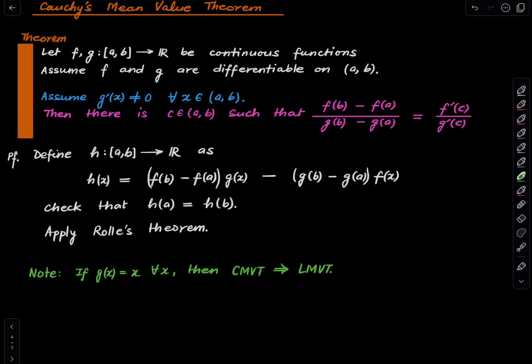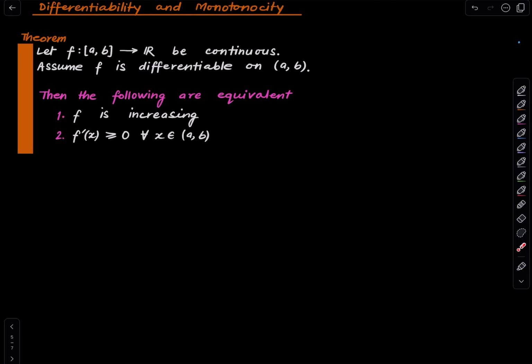Now for some consequences of what we just learned. So suppose we have a continuous function which is differentiable in the interior. So this is the same kind of hypothesis that we have been having. Two things are equivalent. First is that f is increasing. The second is that the derivative of f is always non-negative.